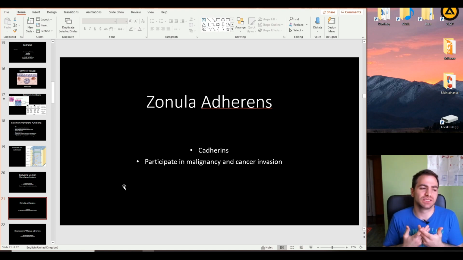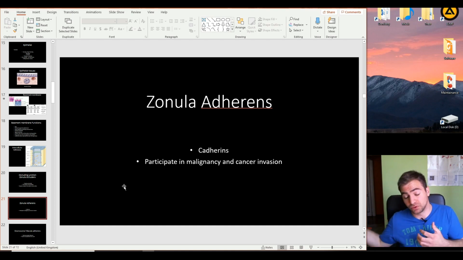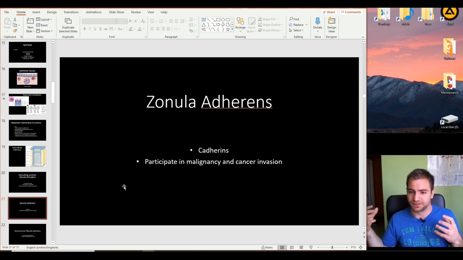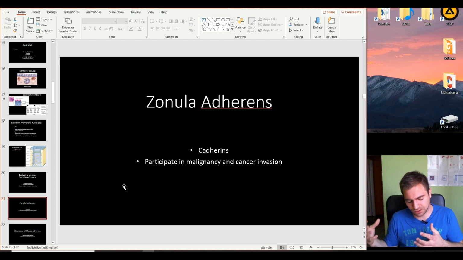The point is, why do we care so much about these? Because they play a role in malignancy and cancer invasion. How does it actually work? How do we understand this thing? Well, generally speaking, one of the typical components of the functions of malignant tumors and malignant cells is invasion from the top.